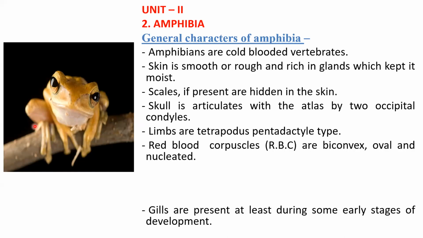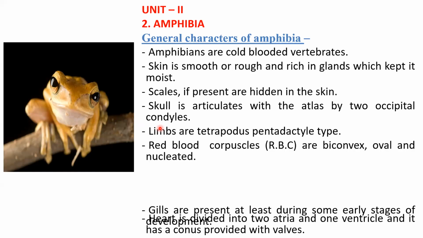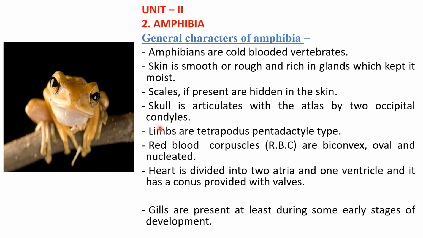Then red blood corpuscles, that is RBCs, are biconvex, oval, and nucleated. If you see the RBCs present in these animals, they are biconvex and oval in shape, and the nucleus is present. Then the heart is divided into two atria and one ventricle, and it has a conus provided with valves. So as compared to fishes, the frogs have a three-chambered heart.